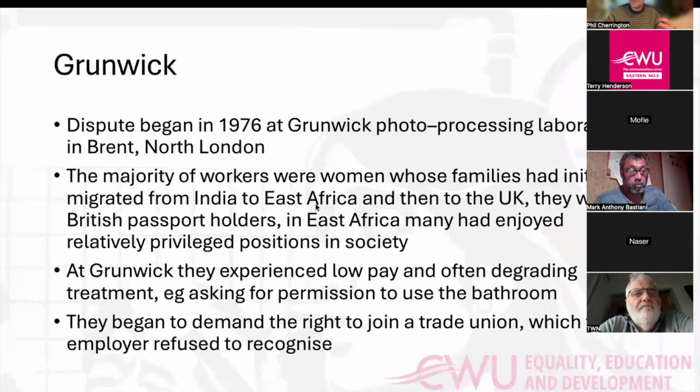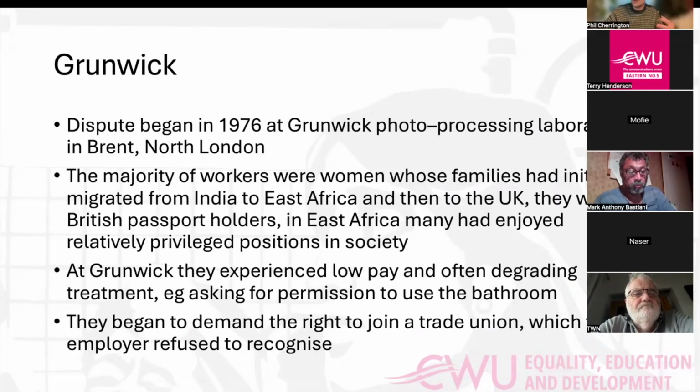So just to recap, the dispute began in 1976 at the Grunwick Photo Processing Labs in Brent in North London. The majority of the workers were younger women whose families had initially migrated from India to East Africa and then to the UK. So they're mostly British passport holders, and in East Africa, many had enjoyed relatively privileged positions in society. So this again highlights the close links between empire, India and East Africa, obviously parts of the British Empire, and migration into the UK that Fev was talking about last week.